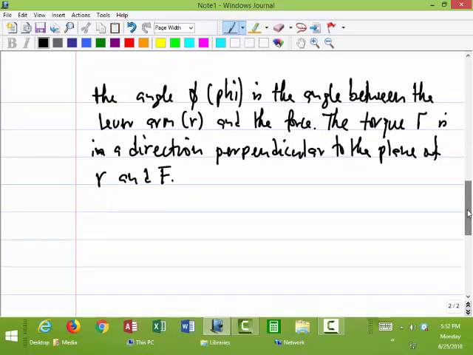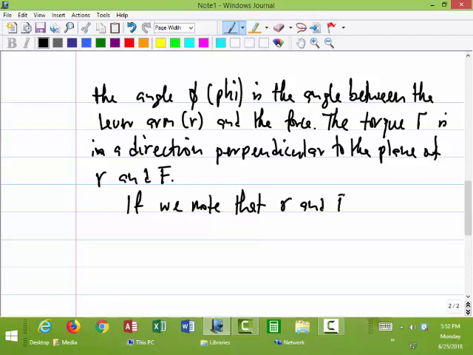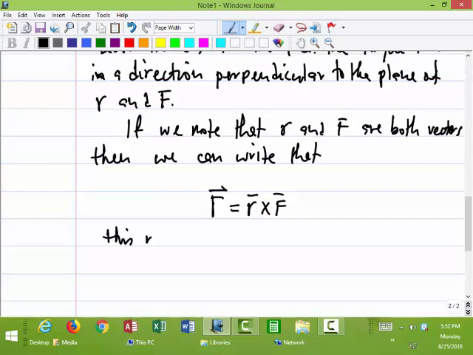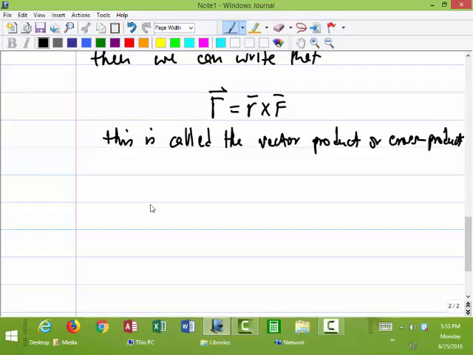Also note that the lever arm R and the force F are both vectors. So if we note that R and F are both vectors, then we can write that the torque is equal to the cross product of R and F, or the vector product of R and F. This is called the vector product or cross product.